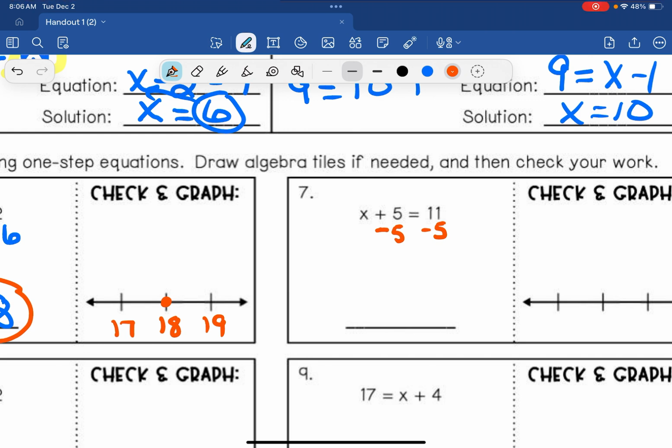So if we add 5 and then take away 5, that's just going to equal out to 0. And then we have x is equal to 11 minus 5. So x is equal to 6. And I can go ahead and plug that in there and do 6 plus 5. It does equal 11. So I know I got my x correct. So x is equal to 6 in this example.